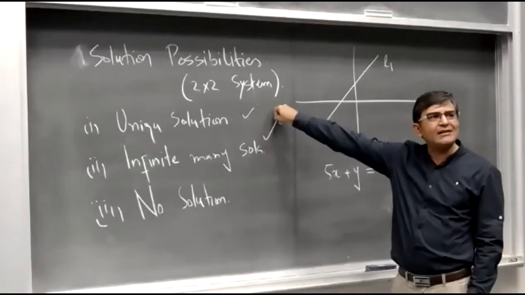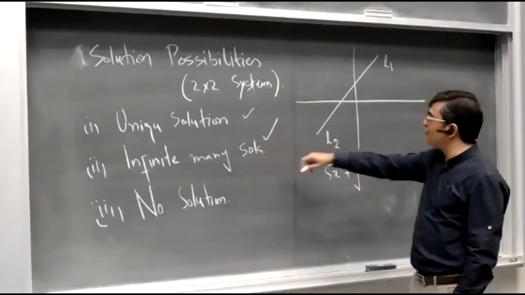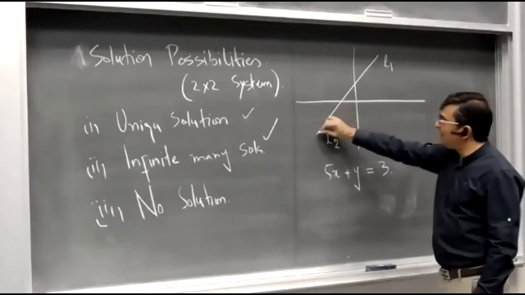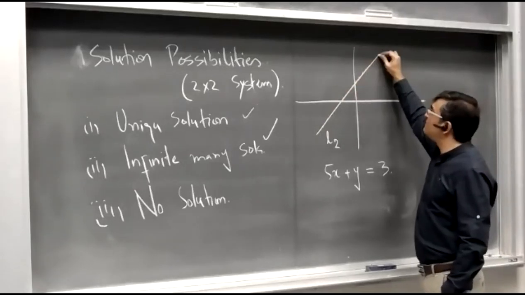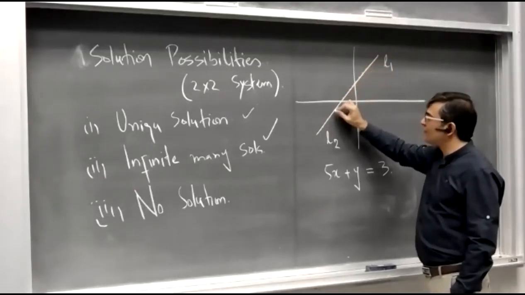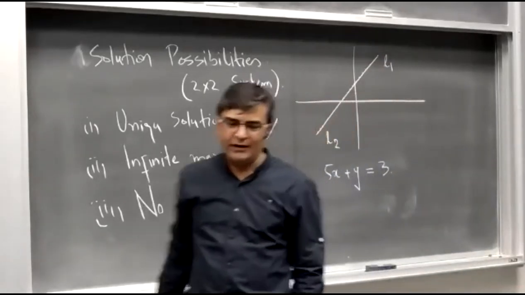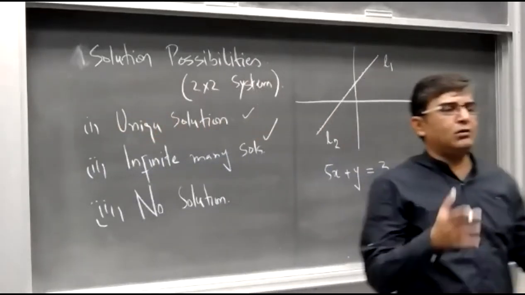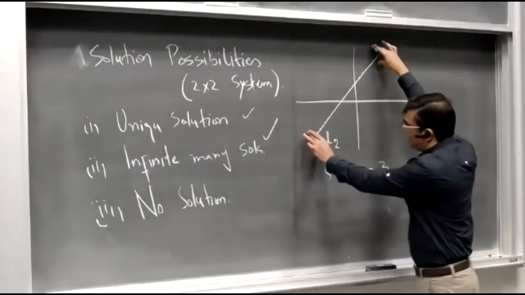This is your second possibility of the solution. Infinite many solutions. Because if the second line is on top of the first line, then how many points of intersection are there between these two lines? How many? Infinite many points of intersection are there for these two lines. Okay.